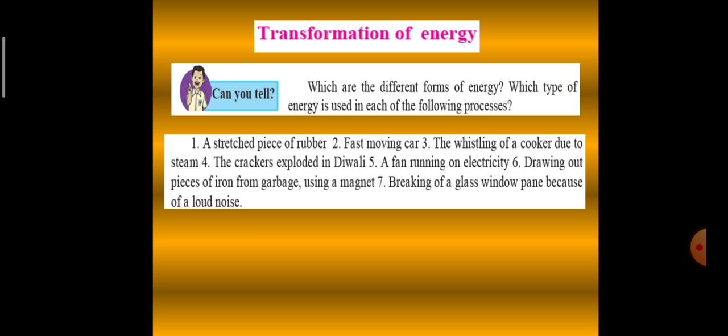Fourth, the crackers exploded in Diwali. The type of energy used is chemical energy and heat energy. Fifth, a fan running on electricity. The type of energy used is electrical energy. Sixth, drawing out pieces of iron from garbage using a magnet. You can think about it. Yes, you are right. It is magnetic energy. Seventh, breaking of glass window pane because of loud noise. Here also you can guess it is sound energy.